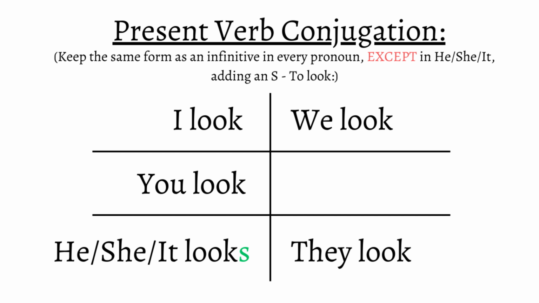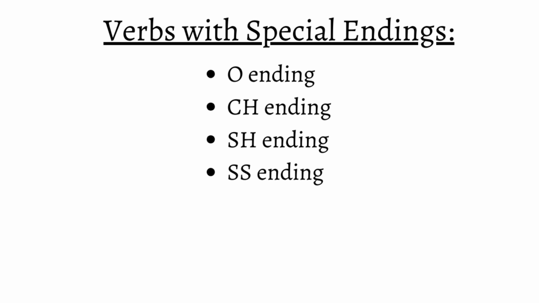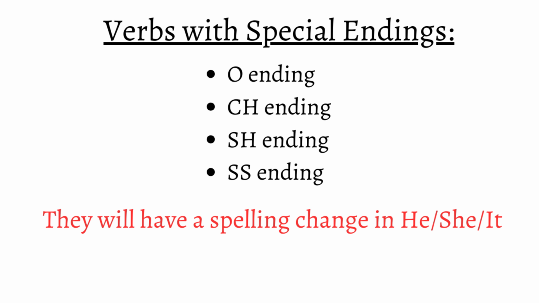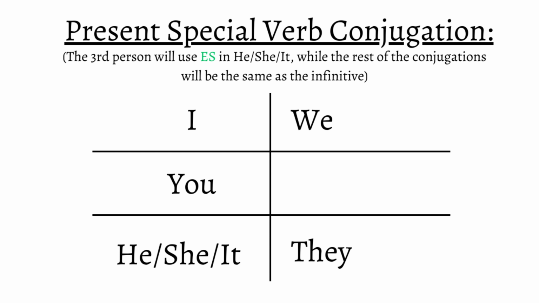This pattern is very simple, but there are spelling rules for special verbs that have special endings. All of the verbs that I showed so far are regular, so there are some irregular patterns. In English, you can find verbs that end in O, CH, SH, and SS. These verbs have special endings, and they will have a spelling change in the he, she, it pronouns. While the rest of the conjugations will be the same as the infinitive, the third person will use es in he, she, it instead of simply s.